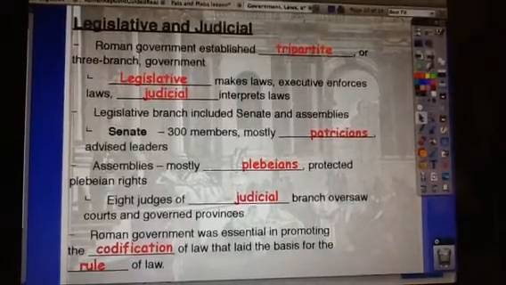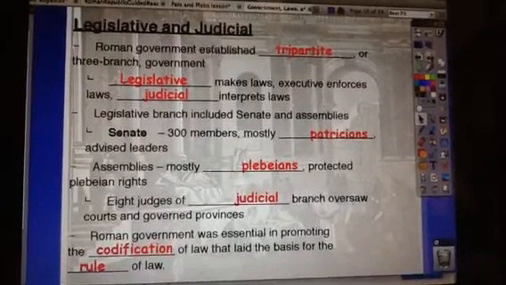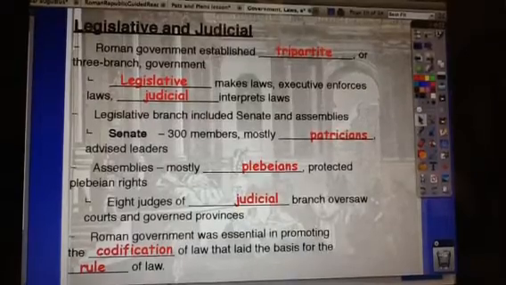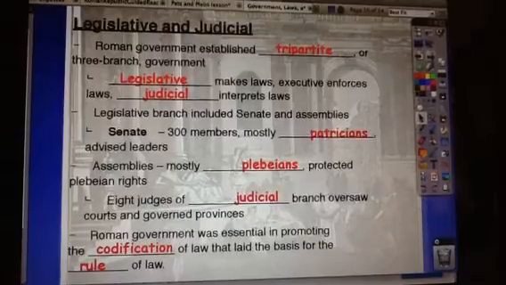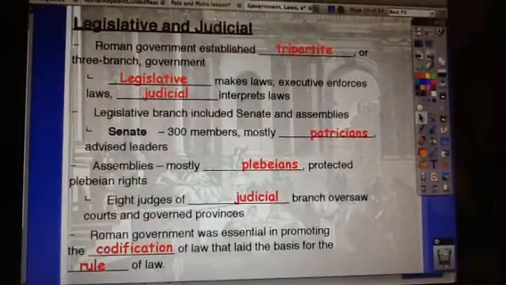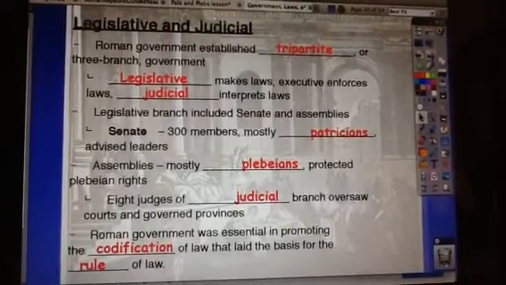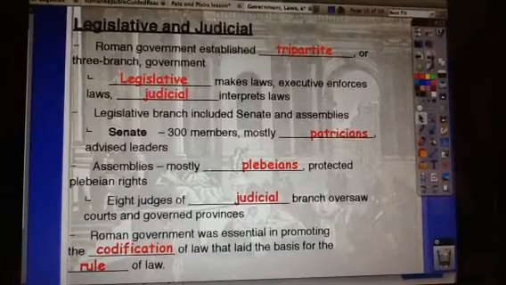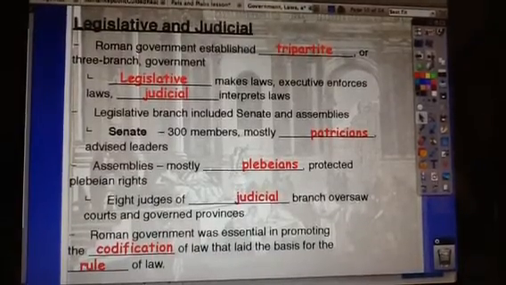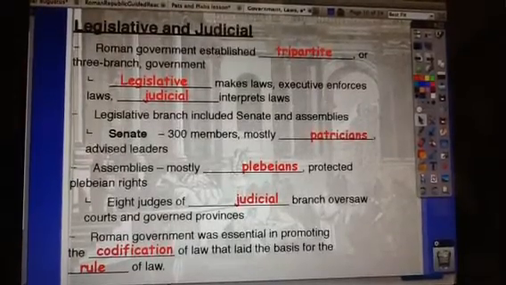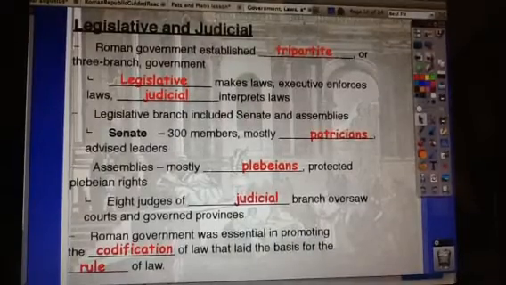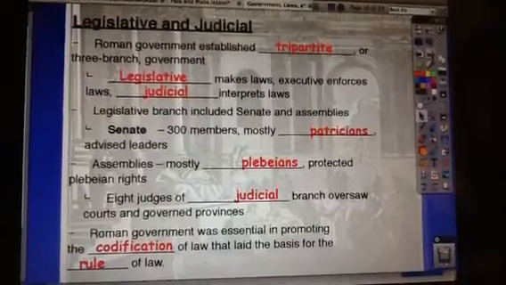In fact, the branches of our government are named the same as the Roman government's branches. They are the legislative branch, which makes laws, the executive branch, which enforces the laws, and the judicial branch, which interprets the laws. The legislative branch included Senate and assemblies. The Senate was 300 members, mostly patricians and advised leaders. The assemblies, mostly plebeians, protected plebeian rights.